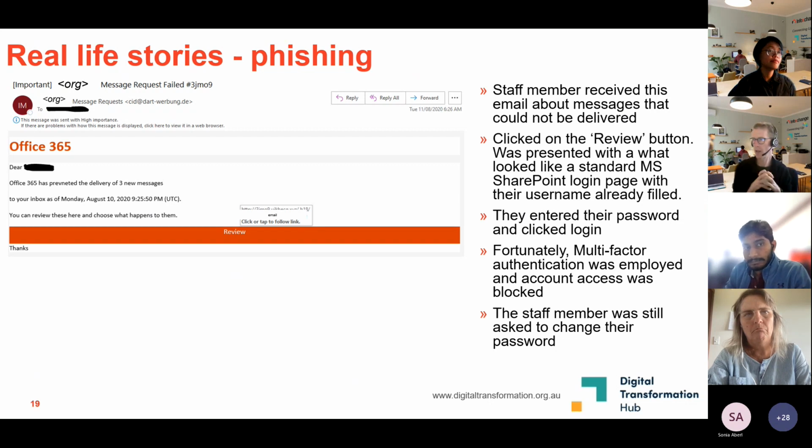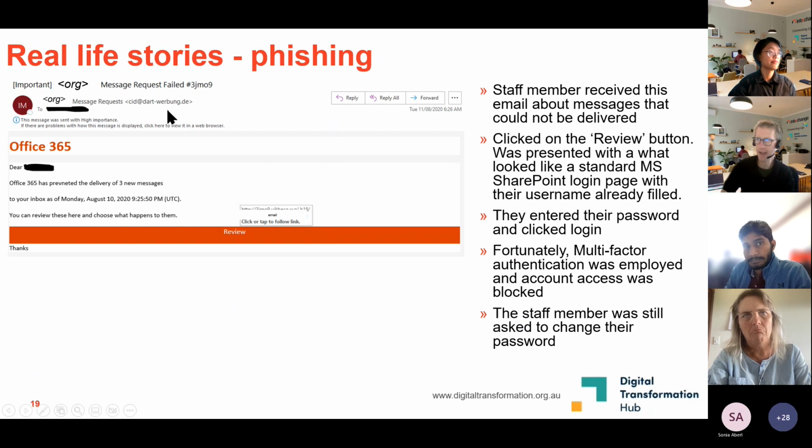They got what they thought was a standard SharePoint login page. They actually entered their email address and password. Fortunately, multi-factor authentication was employed, and that protected them. But the staff member was still asked to change their password. There were a few trigger points in this one, which is where educating staff about what to look for, and sending them to our free webinars, is something we would highly recommend you do if you haven't.